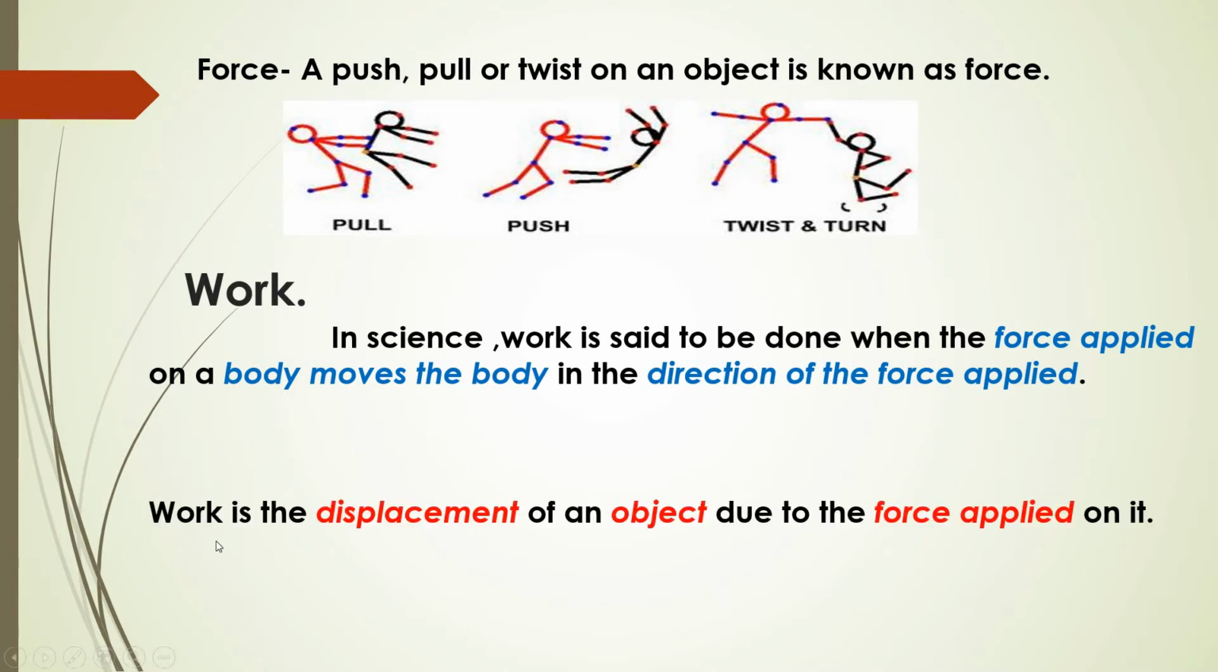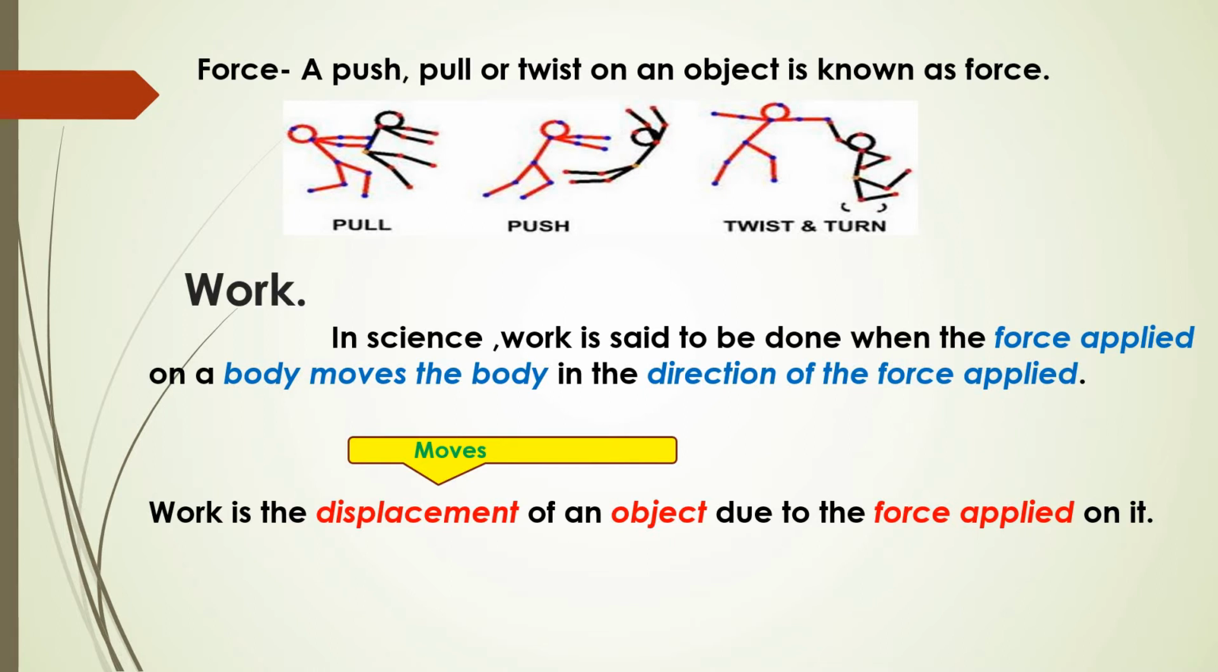So in short, we can define work as: work is the displacement. Displacement means movement, or move the body. Work is the displacement of an object due to force applied on it. So work is basically said to be done whenever an object on which we apply force moves or makes displacement.